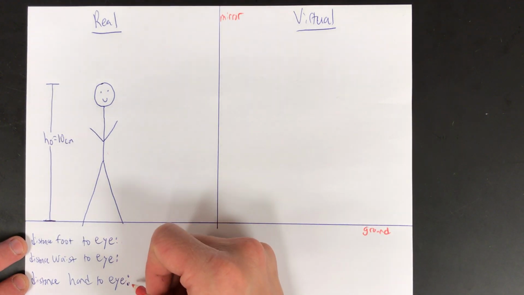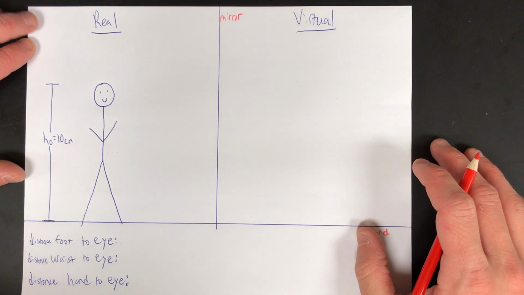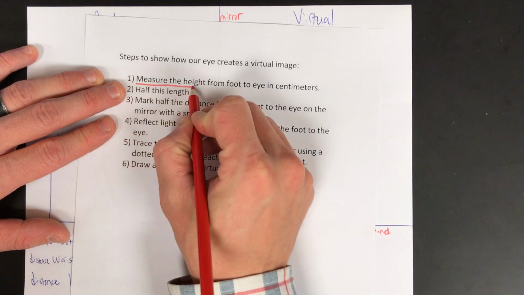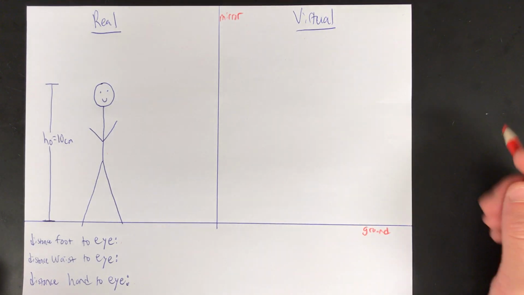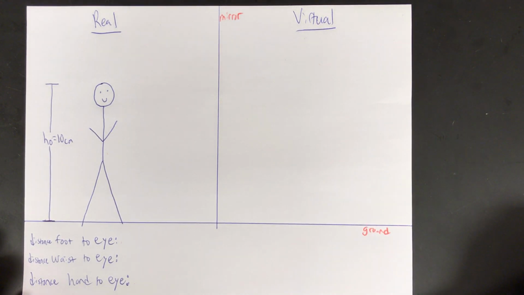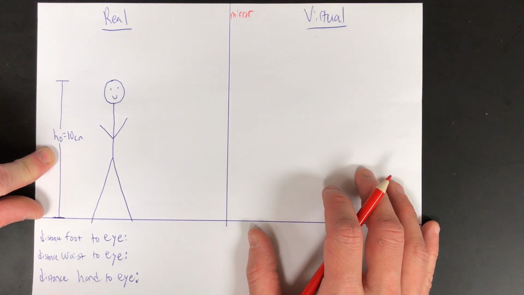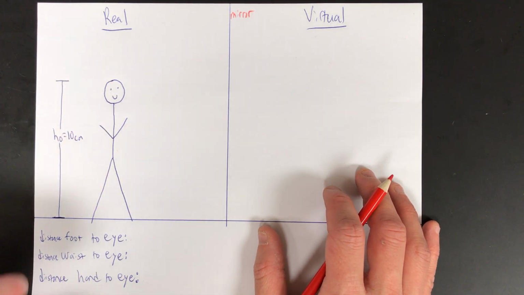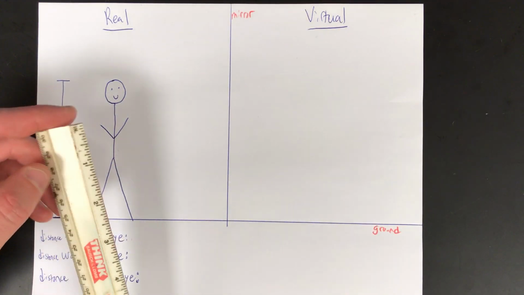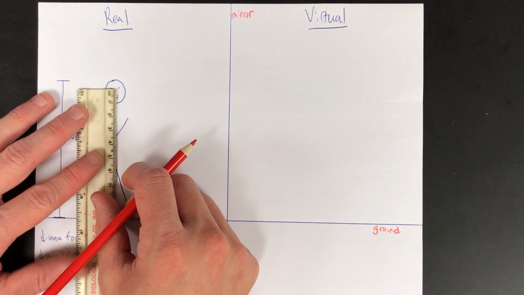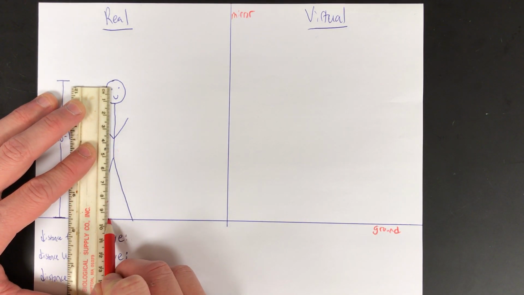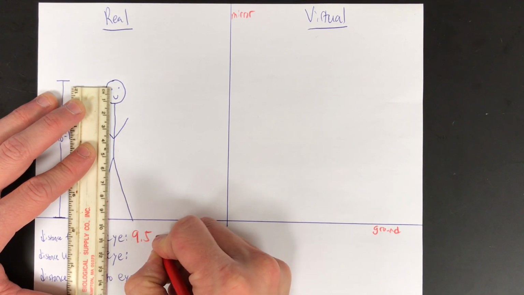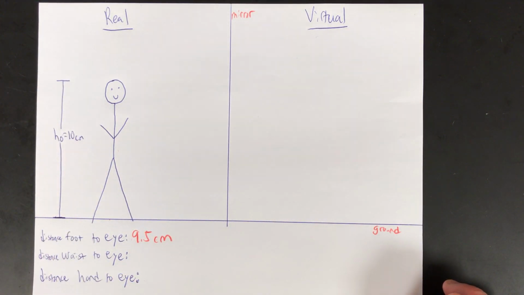So I have some space to record some distances for our first step. Now let's get started with step 1, which is measure the height from the foot to the eye in centimeters, okay? So we're going to show how this person sees their foot in the mirror. So the foot to the eye is not the same as HO, because the eye is a little below the top of his head. So take your ruler, and you should get a number that's similar to mine, but you're going to use your own numbers in this video. I'm going to measure from his eye down to his foot, and I get about 9.5 centimeters. I'm going to write that down below.